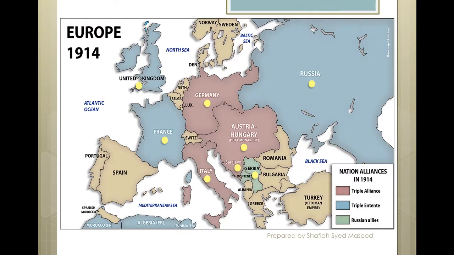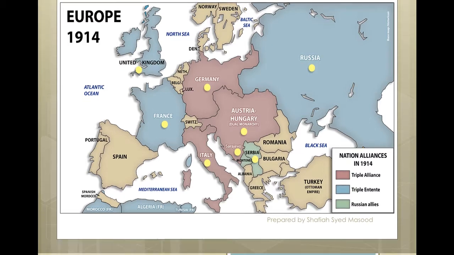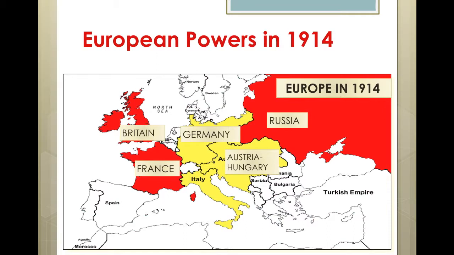Before we answer that question, let us take a look at what Europe looked like in 1914. Some of the powerful nations in Europe included Russia, Germany, Austria-Hungary. Let's explore more about the powerful nations in Europe.